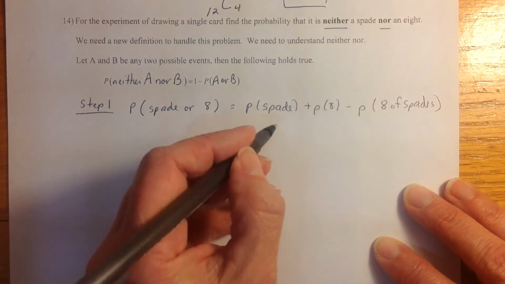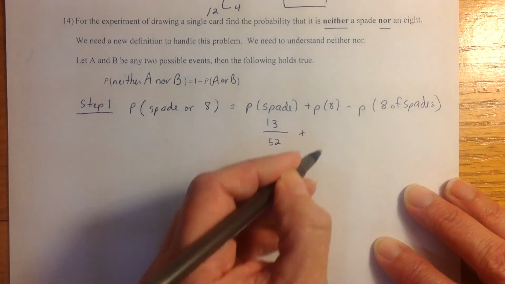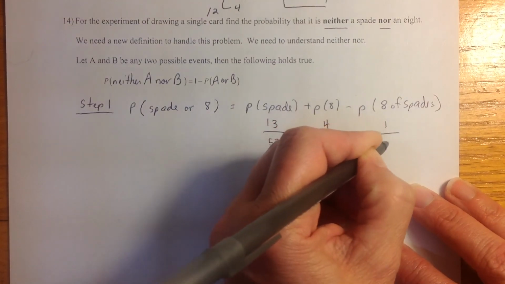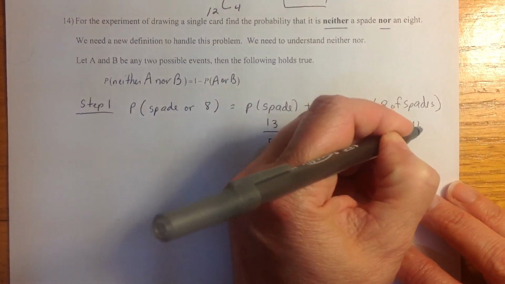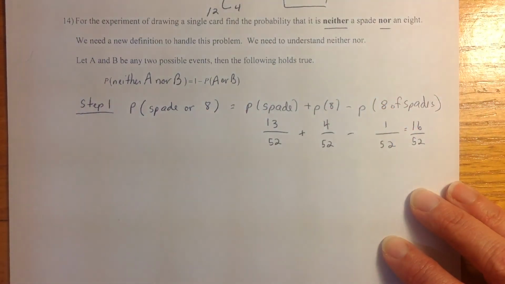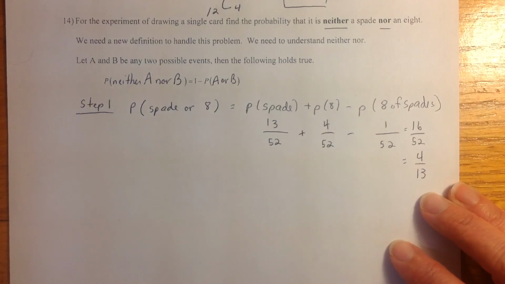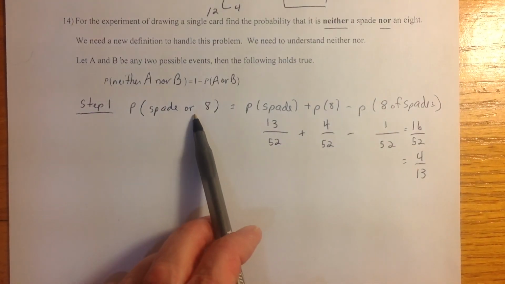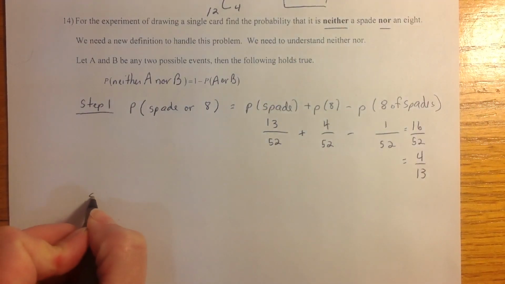Probability of spade. There are 13 spades and 52 cards. Any of them would work. Probability of 8. There are 4 out of 52. Minus 1 out of 52 because there's only one 8 of spades. So this is 16 over 52, which we are going to reduce by 4 and get 4/13. Now remember, that's the answer to an or question, but this was a neither nor question, so step 2.